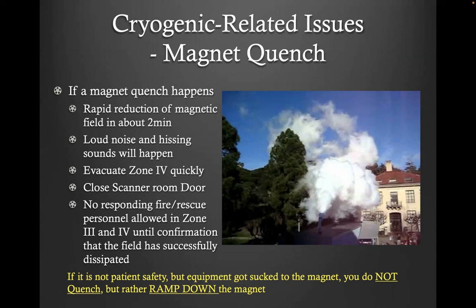So if it is not patient safety, but equipment got sucked into the MRI, and you do not need to quench the magnet, there's a much better procedure called ramping down the magnet, because we can gradually dissipate electricity and make the magnet ramp down in an hour or 2 hours of time, then there will be no damage to the hardware. And that's something that we should do if it's only equipment danger.